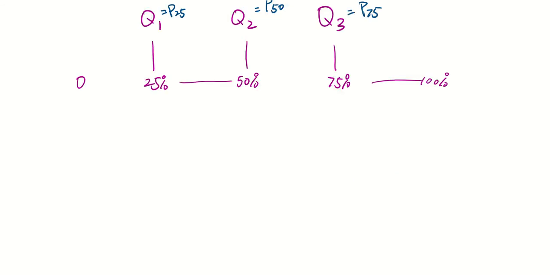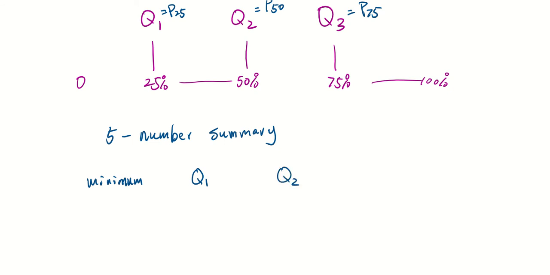Okay, now I will introduce what is called the 5-number summary. The 5-number summary includes the following 5 numbers of a data set. First is the minimum. Next is the first quartile, Q1, then the second quartile, which is equivalent to the median, right? Then the third quartile, and then the maximum. So these 5 numbers in the data are the 5-number summary.